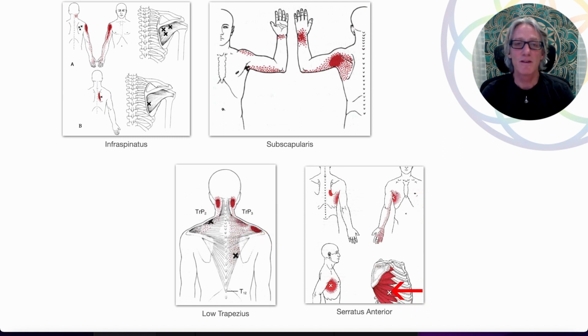So you have your serratus anterior and your low trapezius muscle that can cause all of those shoulder pains: top of the shoulder, front of the shoulder, back of the shoulder. It's very confusing because it feels like it's in that joint. It feels like it's deep in this joint, but most often it's referred pain from these scapular stabilizers.